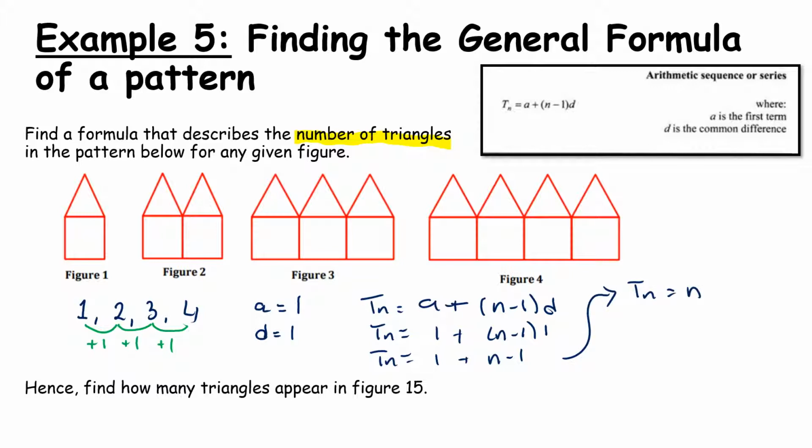You might see that in the first pattern there is one triangle, in the second pattern there are 2 triangles, and so on. So how many triangles appear in figure 15? We're asking for T15, which is simply 15. This question could also be asked about the total number of shapes, which would then change this because you're adding the little rectangle plus the triangle, so it would be 2, 4, 6, and so on.